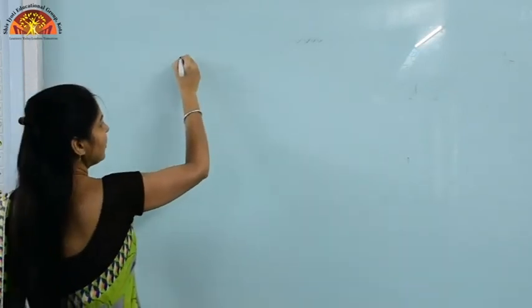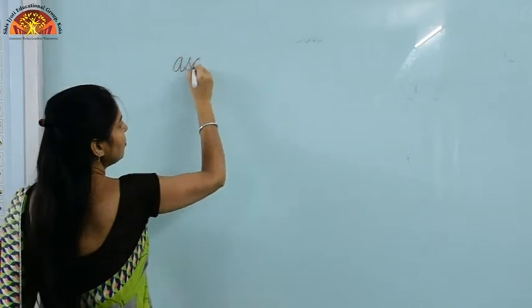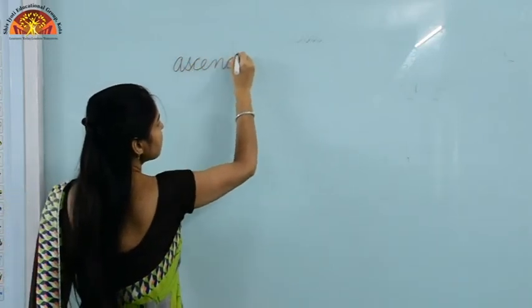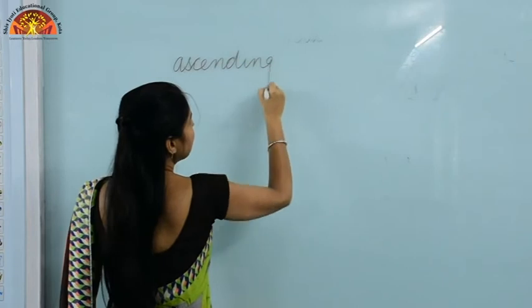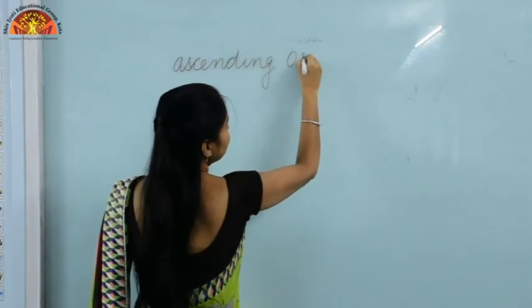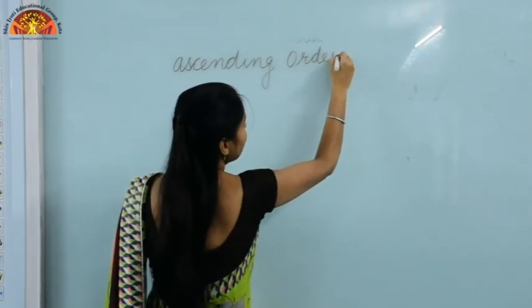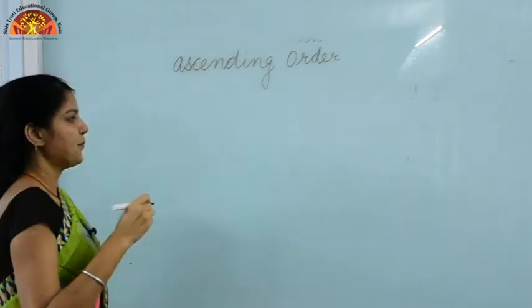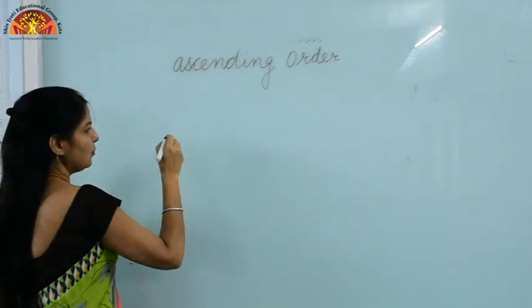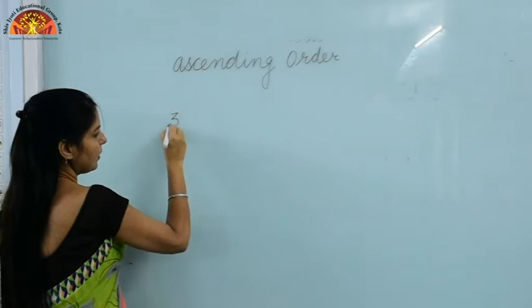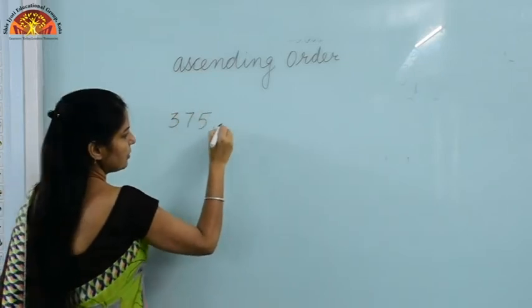Now, we will see ascending order. What is ascending order? Children, you know ascending order means smaller to bigger. So, first of all you have to find out the smaller number. I am writing few numbers on the board. First of all I will write only 3 numbers.